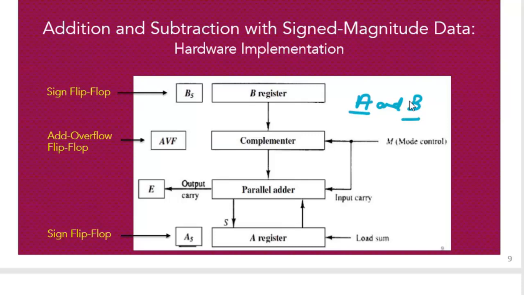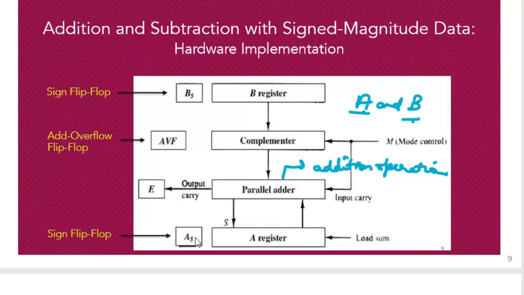So there must be some registers where the values of A and B would be stored. Here you can see at the bottom there is the A register that is holding the value of A, and a flip-flop AS. What is this flip-flop storing? AS means it is storing the sign of A. Whatever the sign of the A value is, it will get stored in this sign flip-flop. Now the second component is the parallel adder. What is the parallel adder? The parallel adder is used to perform the addition operation.